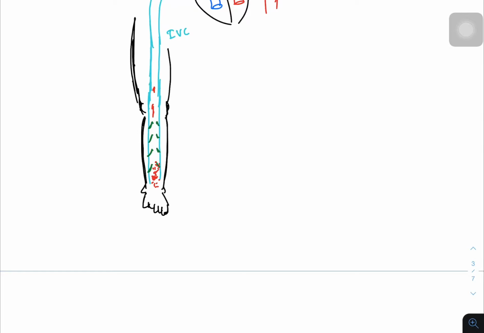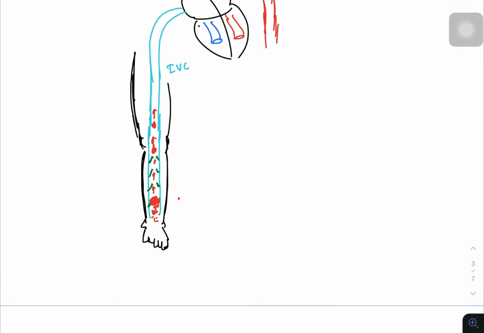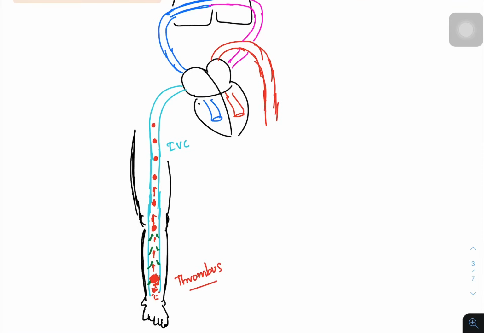The blood stays here, stays here, and finally it forms a clot over here, right? It forms a clot. Now by chance, sometimes this clot can break here and ascend up. It means this clot which is formed here is called a thrombus, and as this clot is going up, it is called embolism. So there is thromboembolism, right? So this thrombus is embolizing into your right atrium.